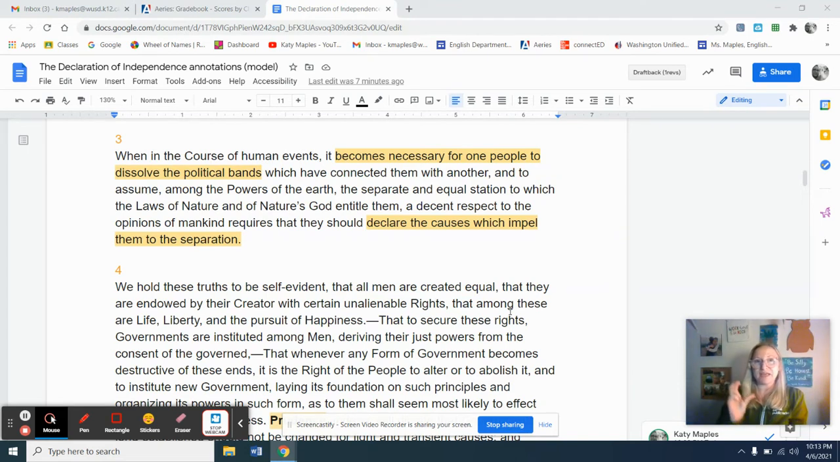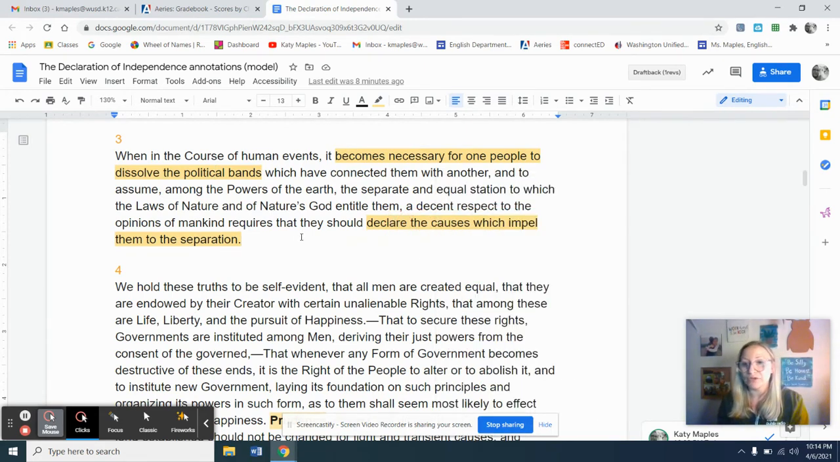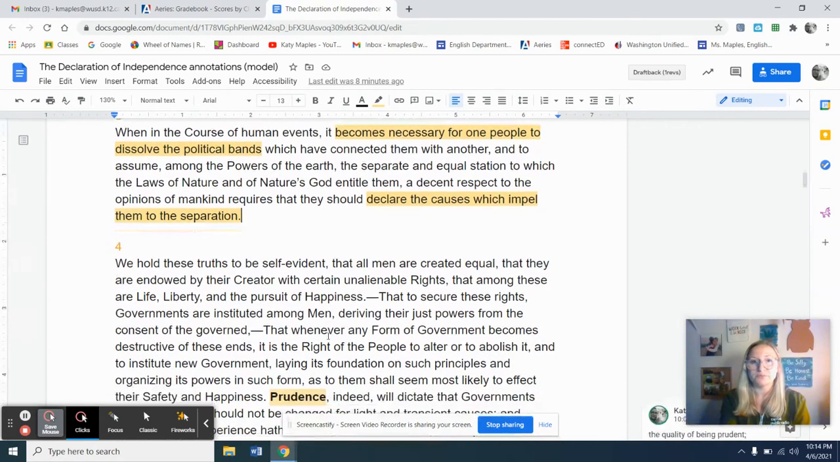So I've highlighted the beginning and end of that sentence because that's what you need to focus on. Basically, Thomas Jefferson is writing, when one nation needs to break free of another nation, they need to declare the causes. You don't just break up without saying why, okay? So if you have to dissolve the political bands with the nation, you need to declare the causes. And he's like, all right, we will do it. We're going to tell you why we're going to break up with you, Britain.